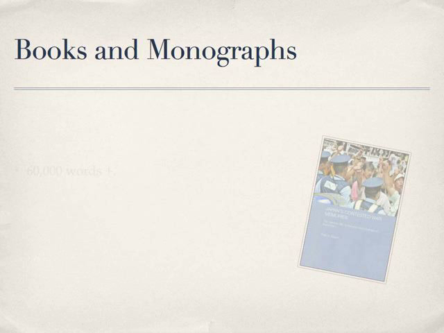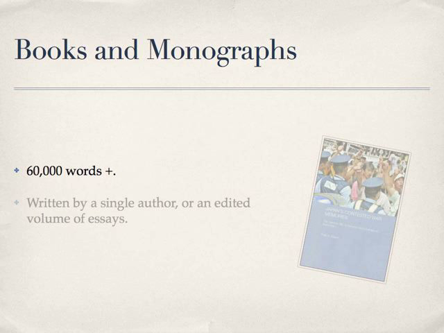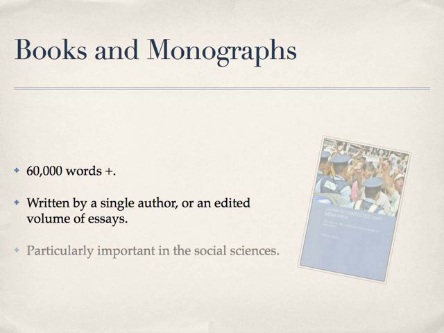Books and monographs are the longest form of publication. It takes many years to produce an academic book. A book can be written by a single author, or be a collection of essays by many authors. But particularly in the social sciences, publishing a book from a well-known university press is a key measure of academic status.